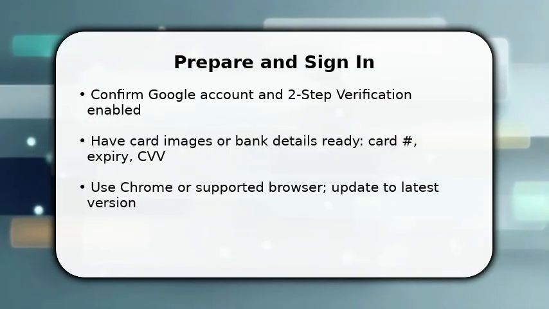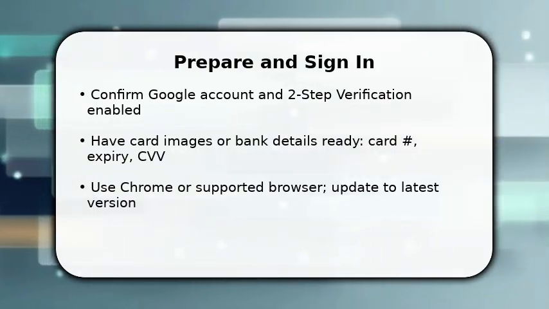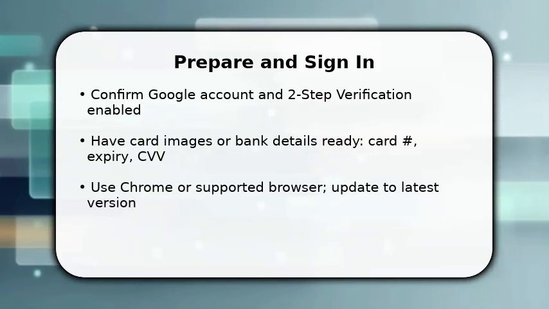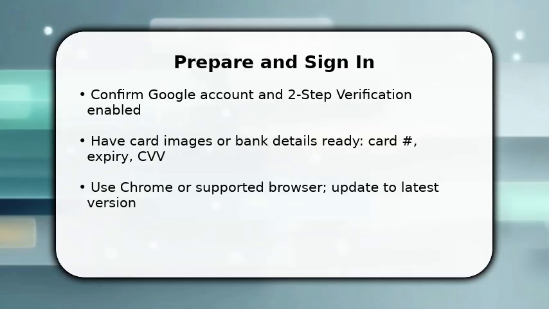You start by confirming account security. Enable two-step verification so adding payment methods is allowed. Once done, sign into your Google account in a supported browser. Make sure you have your card number, expiry, and CVV or bank details at hand to speed the process.